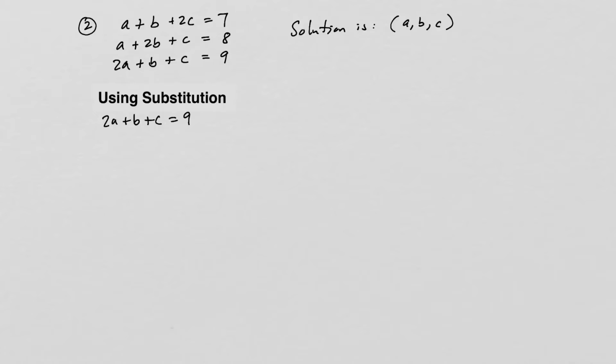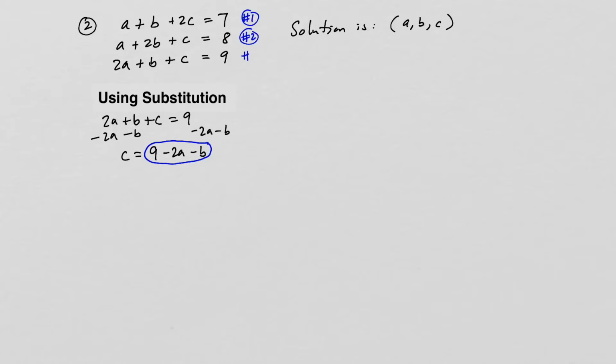and I'm going to solve for C, because C is the easiest variable to solve for. And if we do that correctly, we should end up getting C equals 9 minus 2a minus b. Now the next step is I'm going to go ahead and make the substitution C equals 9 minus 2a minus b, and I'm going to substitute that into both the first and the second equation.